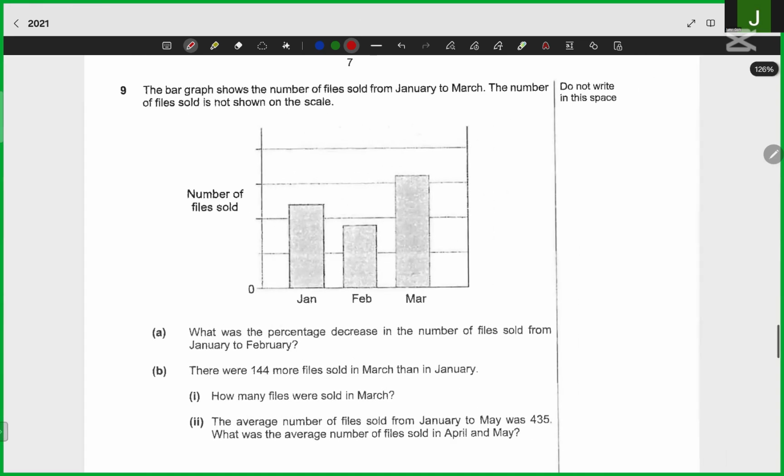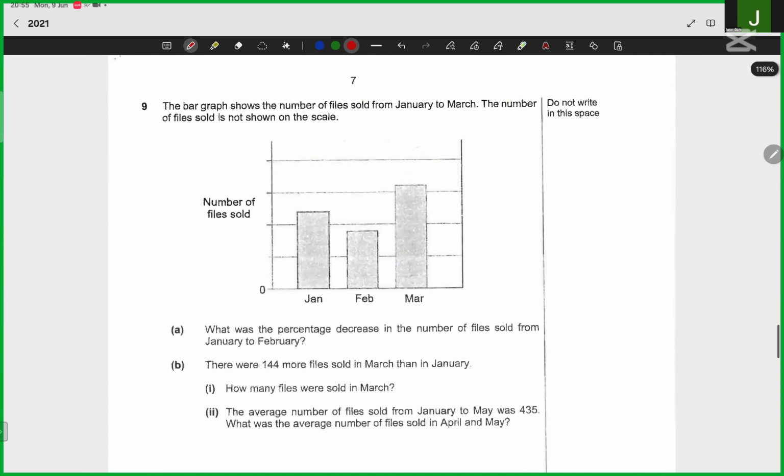Okay, question 9. The bar graph shows the number of files sold from January to March. The number of files sold is not shown on the scale, right? They love this kind of question. Give you a bar graph, but they don't tell you the number. Want you to figure out yourself. Okay? What was the percentage decrease in the number of files sold from January to February?